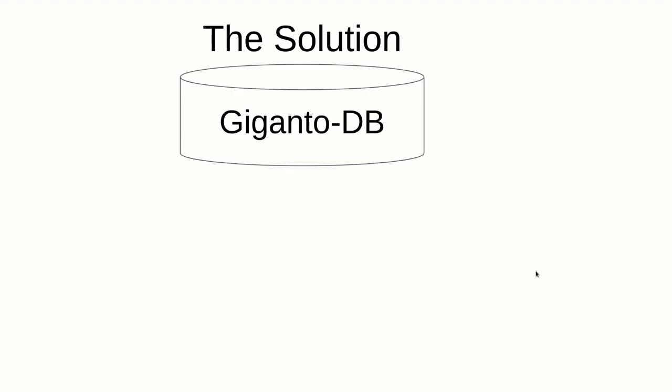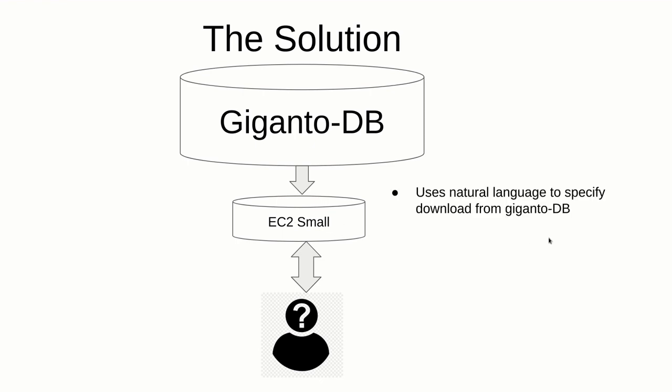So the solution is, you have the GigantoDB, and you do a data exchange from the gigantic database into a small instance, say on EC2, an AWS instance. That can be run very cheaply, so your cost to maintain this is very, very low.